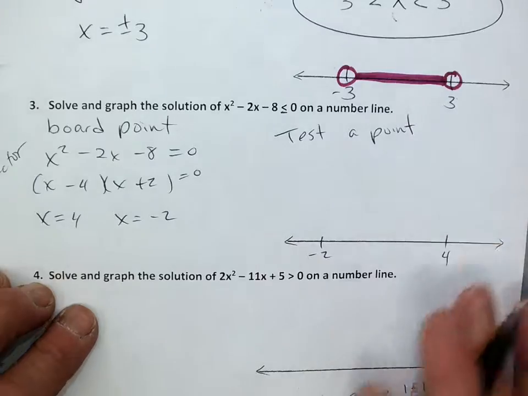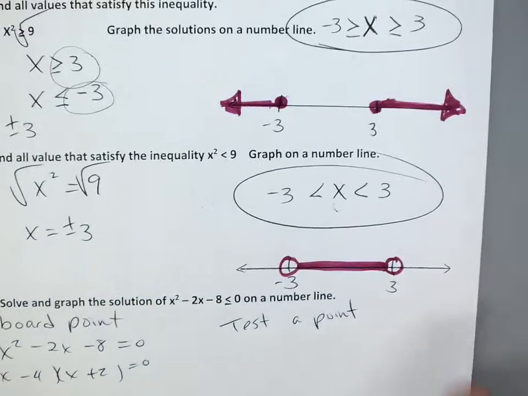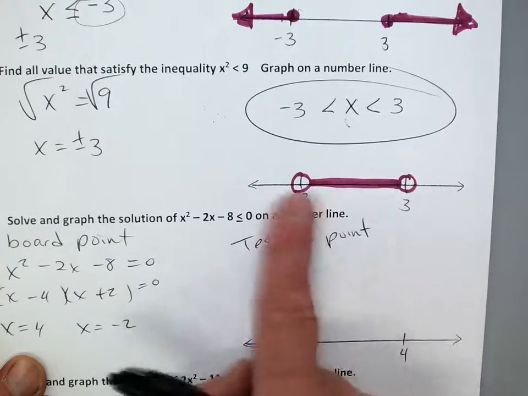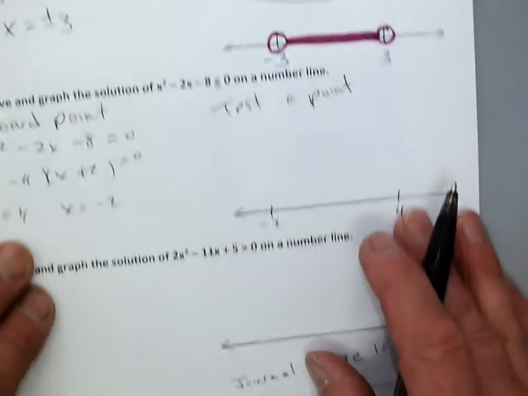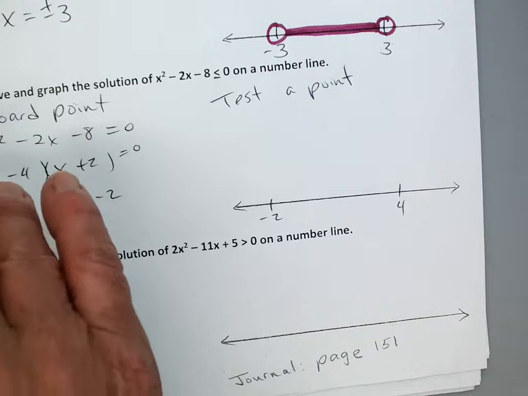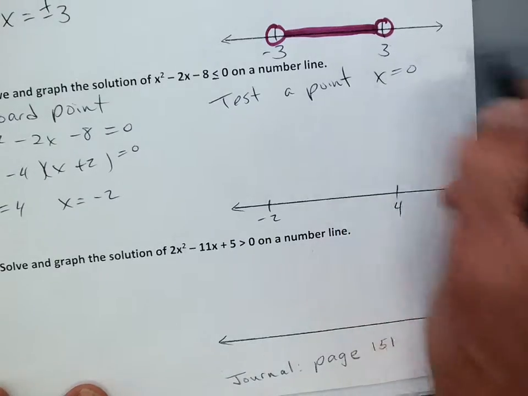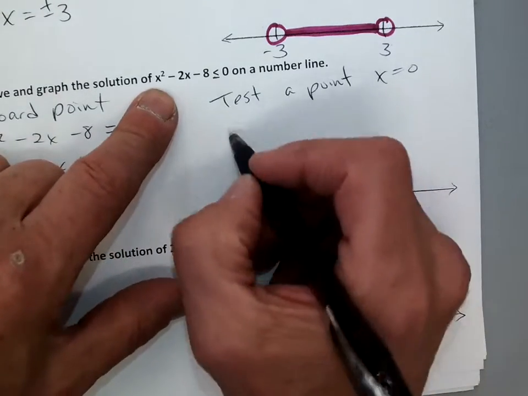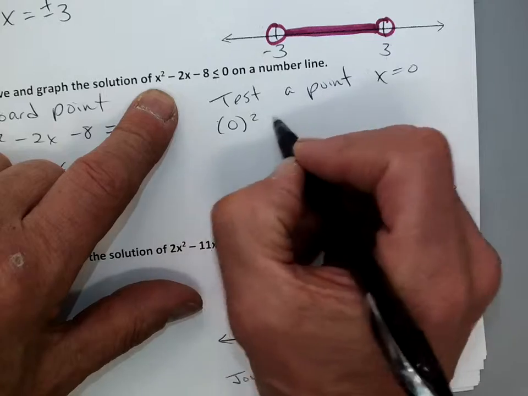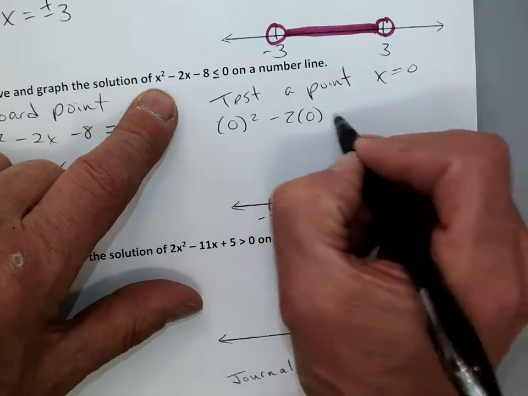Because it's going to either look like number 1 or it's going to look like number 2, okay? It's going to look like either one. So I'm going to test a point. The easiest point to test is 0. Does that make sense? You can test any point, but why not pick the easiest? So I'm going to test x equals 0. To test a point, I'm going to plug it in. I'm going to go 0 squared minus 2 times 0 minus 8.